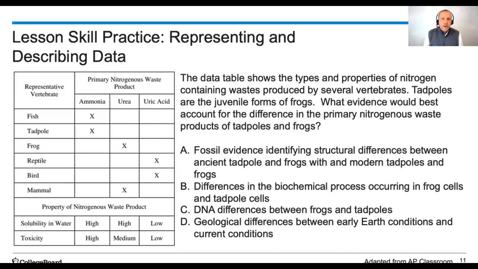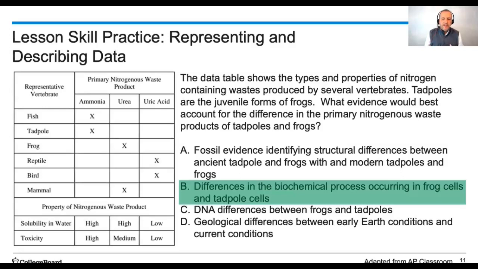Welcome back. For this question, you were looking at what evidence would best account for the difference in the primary nitrogenous waste products of tadpoles and frogs. Your answer should have been B, differences in the biochemical process occurring in frog cells and tadpole cells.